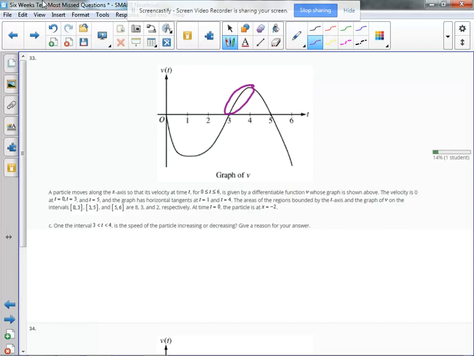Is the speed of the particle increasing or decreasing? Okay, yes, it's good if you think speed is the absolute value of velocity, which it is. Speed is the absolute value of velocity. But if they're asking you, is the speed increasing or decreasing, that is the same as speeding up or slowing down. So you should think signs of velocity and acceleration. So on this interval, velocity is positive.